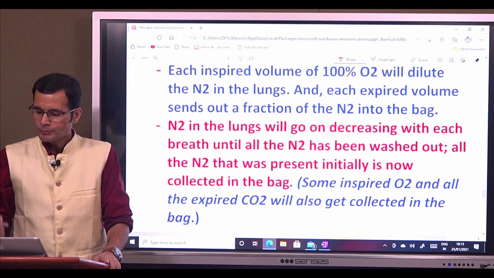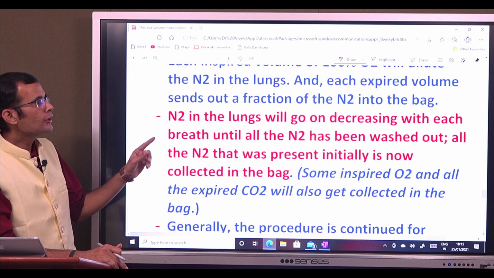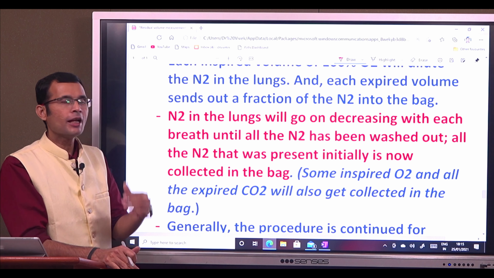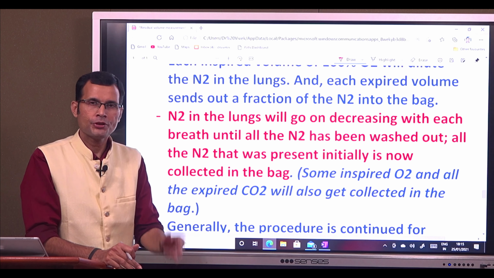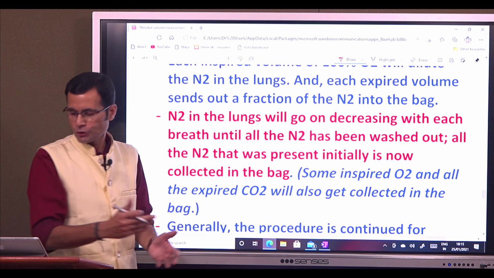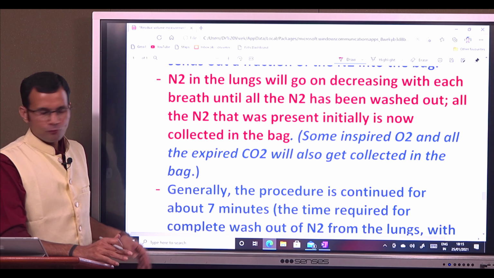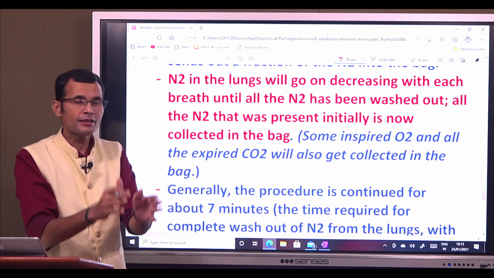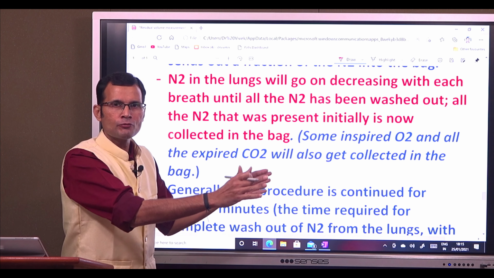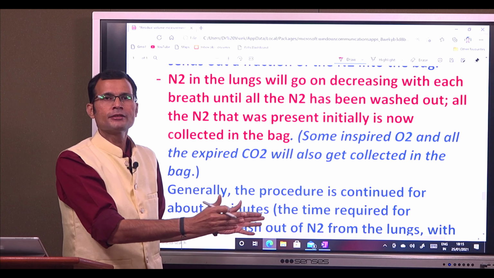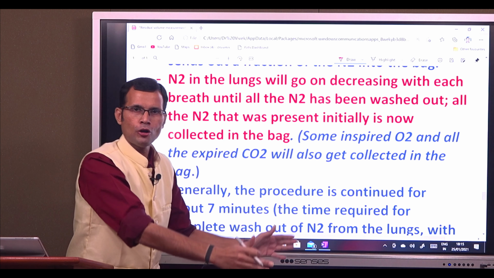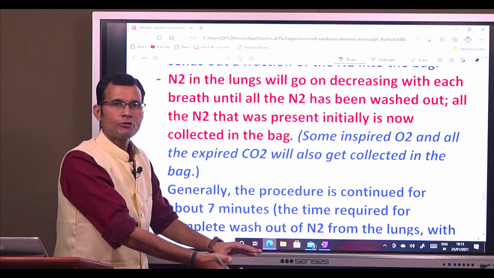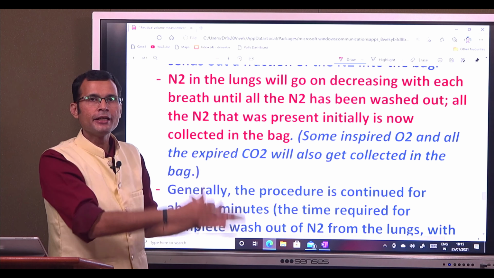So, nitrogen in the lungs will go on decreasing with each breath until all the nitrogen has been washed out. That's the method, the nitrogen washout method. All the nitrogen that was present initially is now collected in the bag. The critical statement is: whatever nitrogen was present at the start of this method, all of that nitrogen has now been washed out from the lungs and collected into the bag.